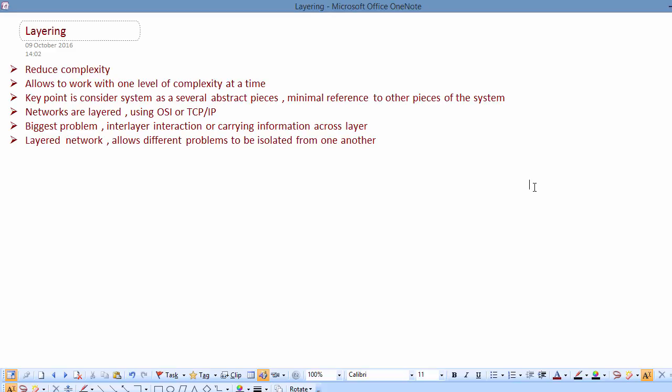Basically, a key characteristic for any solution is the ability to examine the system in several abstract pieces. So you can consider your whole system as different small pieces. And more important, there should be minimal reference to other pieces of a system for troubleshooting and design purposes. So your networks are basically layered with the help of the OSI or TCP/IP model.